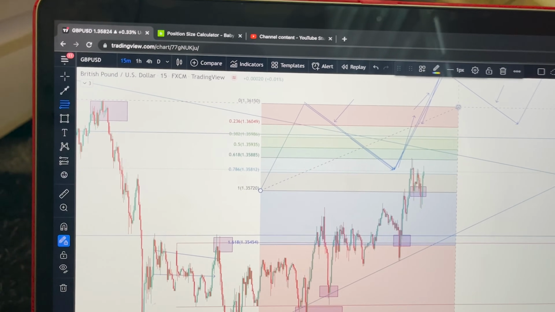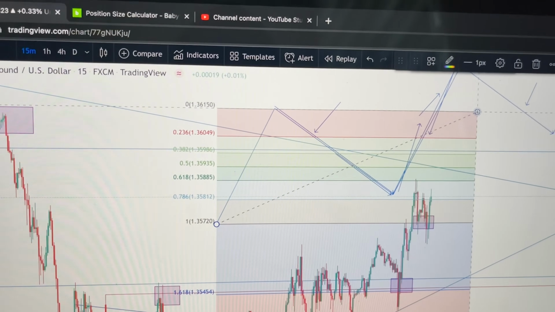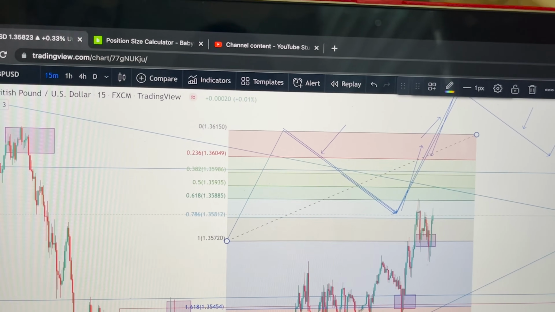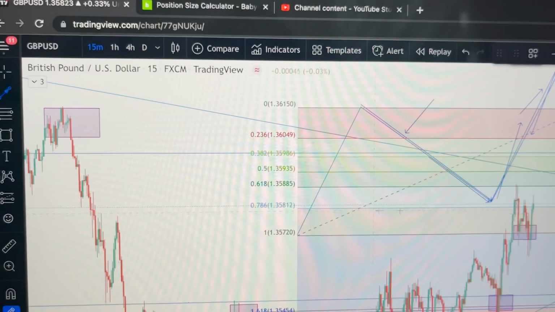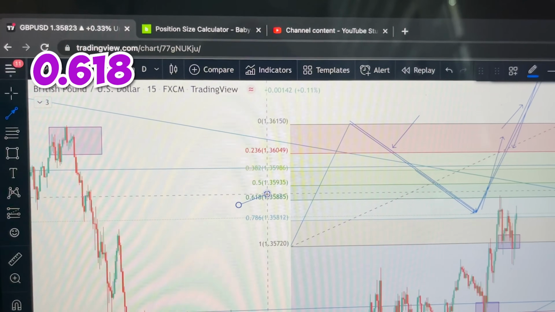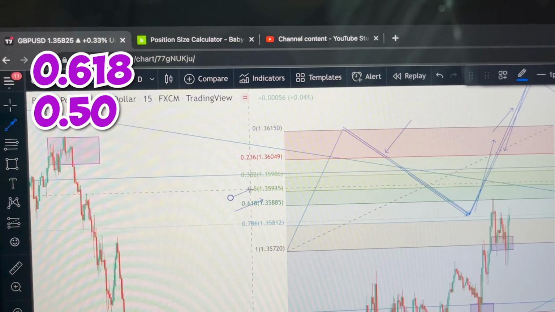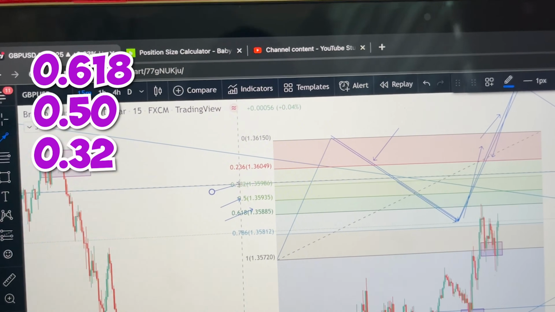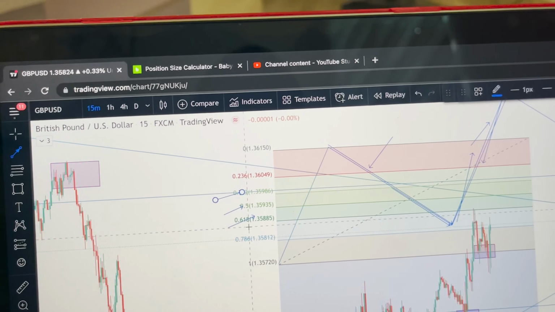Then we click drop. So it drops. Here are the points you should be focusing on and paying attention to. You want to pay close attention to 618. That's the golden ratio, 618. You have to pay close attention to 50. You have to pay attention to 38.2. But most likely, I love 50 and 618.